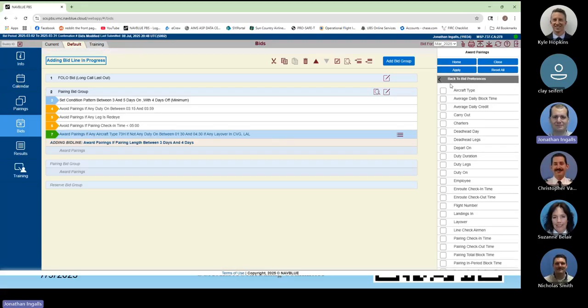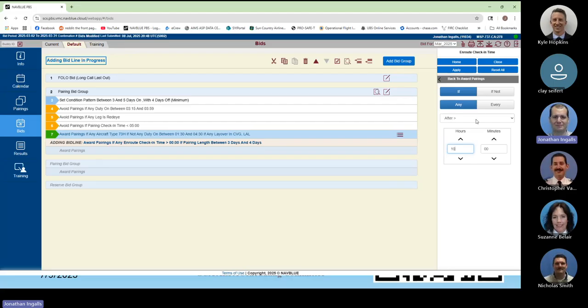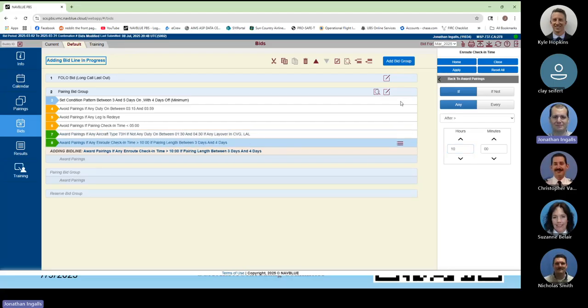And on those 3 or 4 day legs, what do you like? Daytime flying. Okay. Typically show times maybe after like 10 a.m. In the trip, so let's find en-route check-in time. And let's go after 10 a.m. We'll just hit apply. So now our second choice, if we can't get that freighter flying that's not on duty at night with layovers in Lakeland and Cincy, is we want 3 or 4 day trips that have en-route check-in times after 10 a.m.